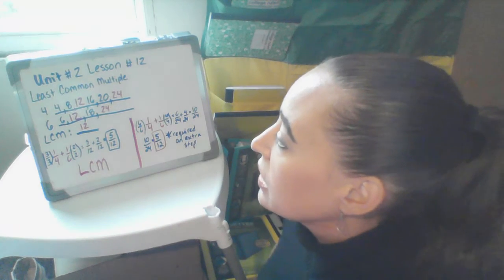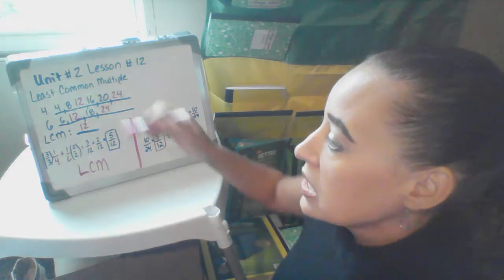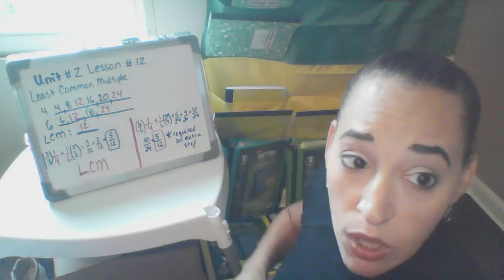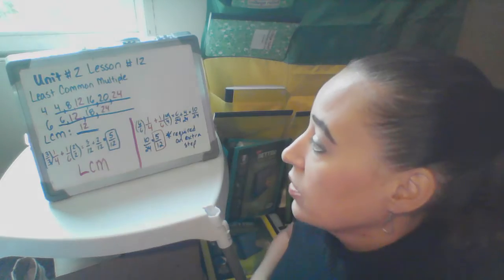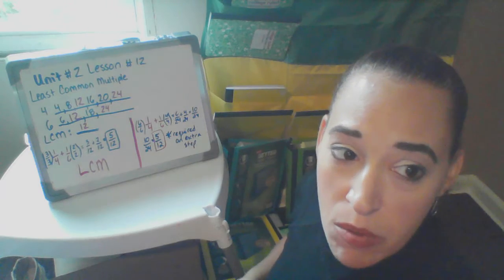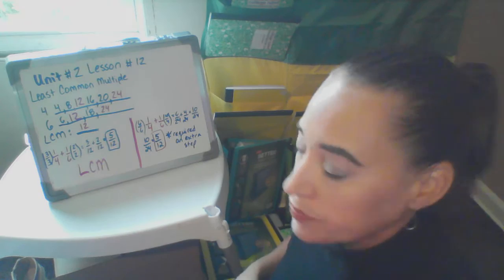So when it says find the least common multiple, the least common, so that would be your smallest, would be 12 for 4 and 6. So your least common multiple for 4 and 6 would be 12.